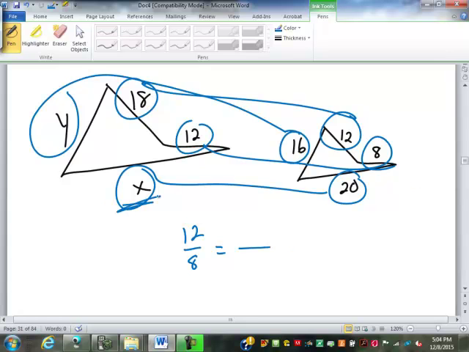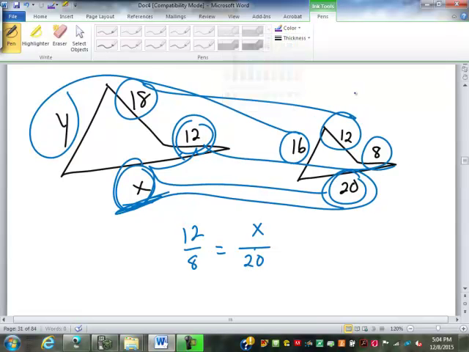Now if I want to find x first, is x going to go on top or bottom? It's with the 12, so it goes on top. It's from the same figure as the 12. What goes below the x then? Matches up with the 20. We cross multiply and divide, we get x is 30.